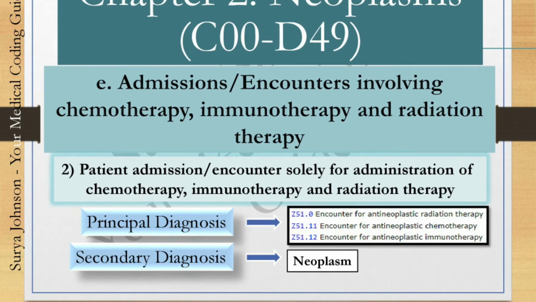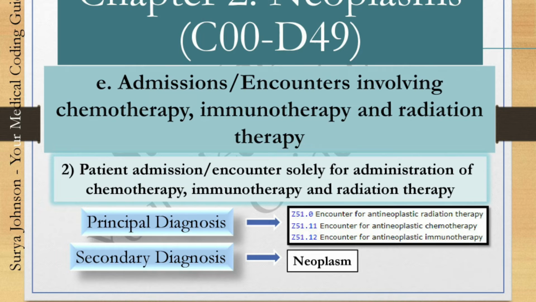The second one under this is patient admission or encounter solely for administration of chemotherapy, immunotherapy or radiation therapy. So, the patient is coming for these therapies only. We already saw this, I believe. The principal diagnosis will be the therapy, Z51 series, followed by the secondary diagnosis, which is the neoplasm. Z51.0 means encounter for antineoplastic radiation therapy, Z51.11 for antineoplastic chemotherapy encounter, Z51.12 for encounter for antineoplastic immunotherapy.